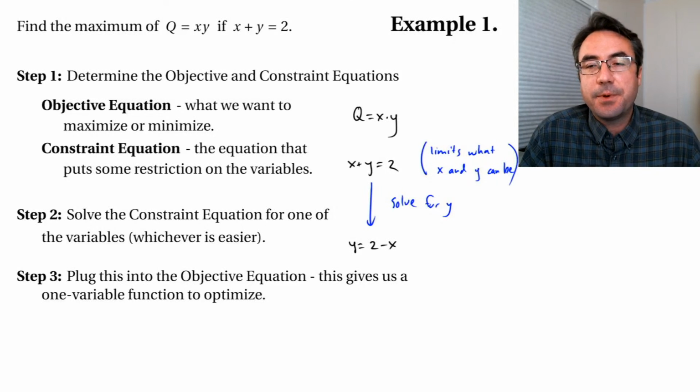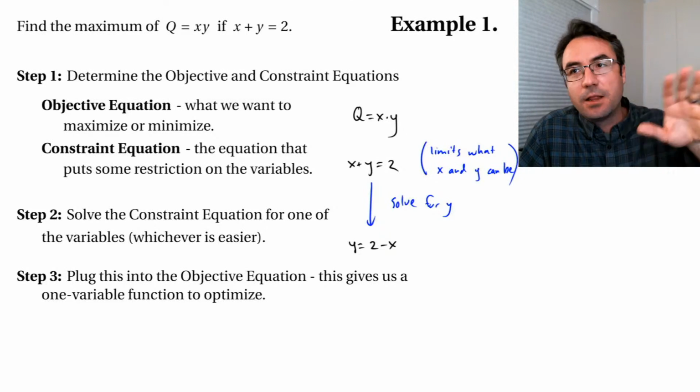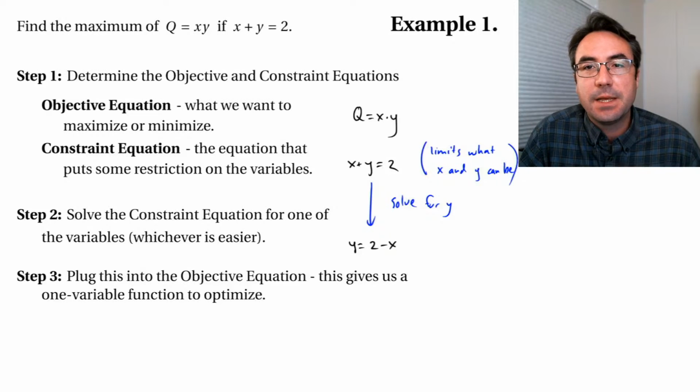Then in step 3, we're going to take that expression, y equal to 2 minus x, and plug it into our objective equation. This is going to give us a one variable function that we can then go on to optimize using all of our optimization techniques that we were just looking at.